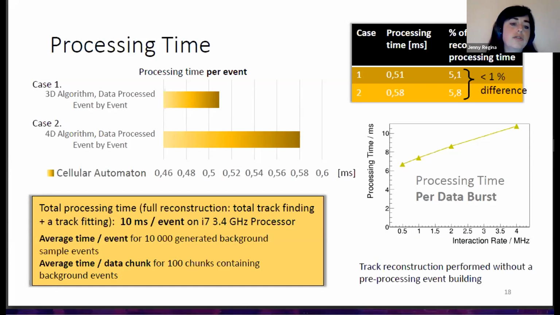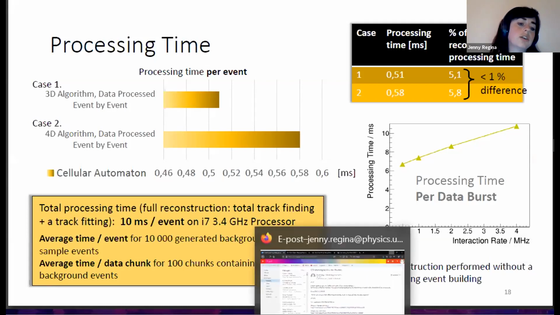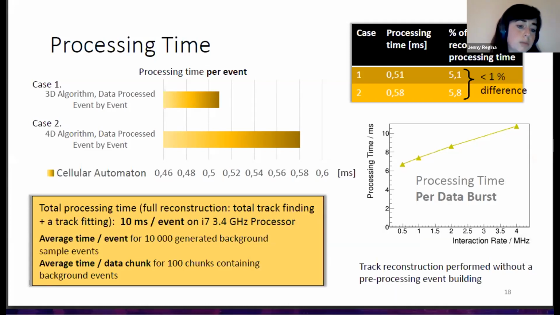And in the figure here, it looks like quite a big difference because of the scale. But if one compares the difference between the 2 different cases to the full runtime, which is 10 milliseconds on an Intel 7 processor, then you can see that it's only about 1% difference in the runtime. So it's not much at all, including the timestamps.